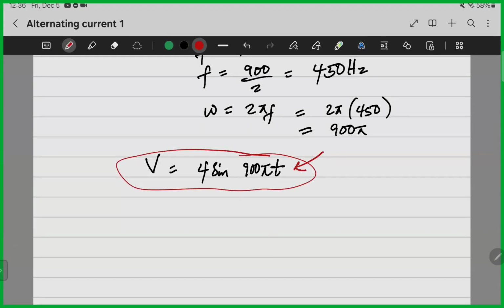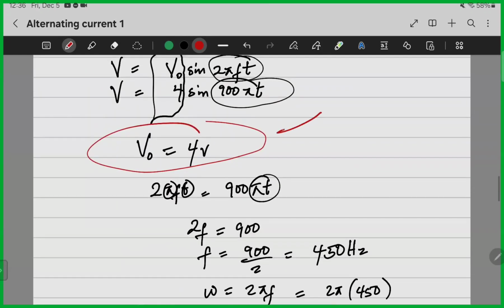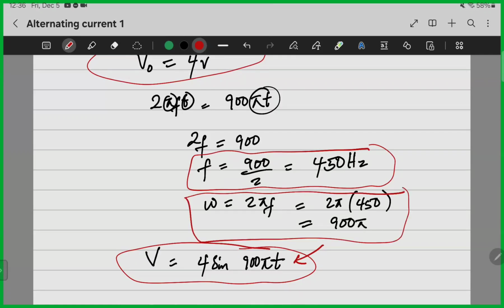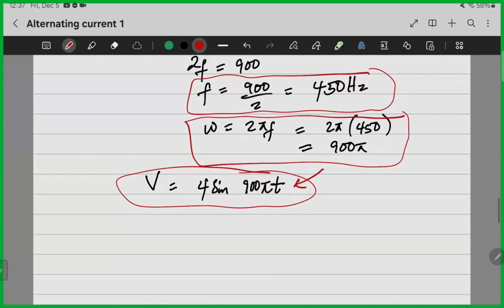But I think the main thing that the question asks us to find is peak voltage, and it could have asked us to find frequency, could have asked us to find this. But if it's actually asking us to find an instantaneous voltage, it would have given us a time. Just keep that in mind. Let's move to the next subheading.